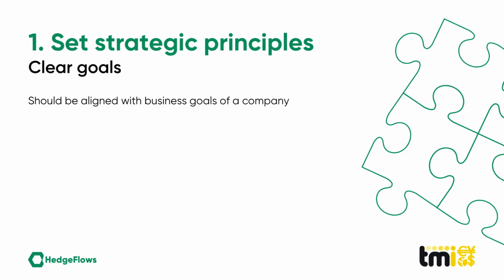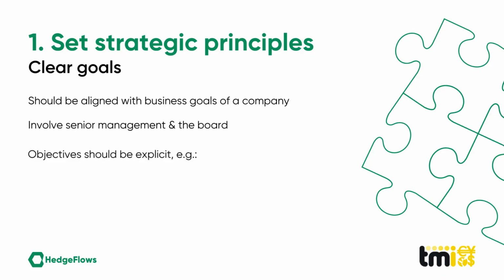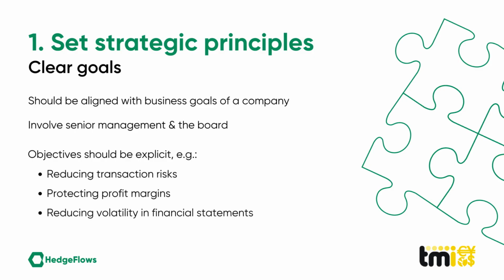Before diving into the practicalities of setting up a hedging program, it is critical to agree with the senior management and other key stakeholders on key principles that will anchor the rest of the program, its objectives, and risk tolerance. The objectives of your hedging program should be discussed with and approved by the senior management, such as company directors or the board. These objectives may vary depending on the type of business and the industry it operates in, and can include reducing transaction risk, protecting profit margins, or minimizing volatility in financial statements.